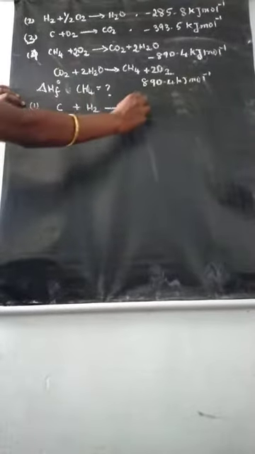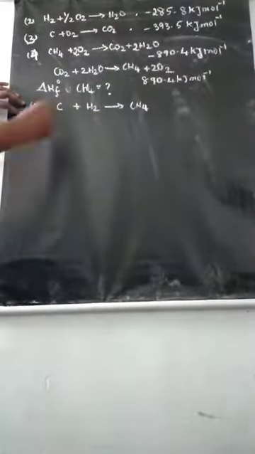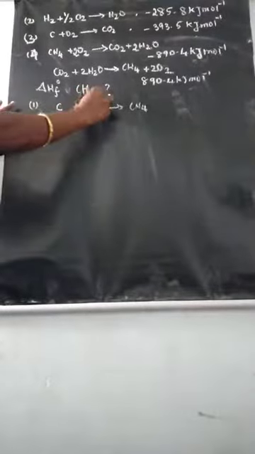First we wrote one equation, the methane preparation. Carbon reacts with hydrogen to form methane: C plus 2H2 gives CH4. So you can prepare this first equation from these three equations. By using these three equations, we can prepare this methane. So just add these three equations.